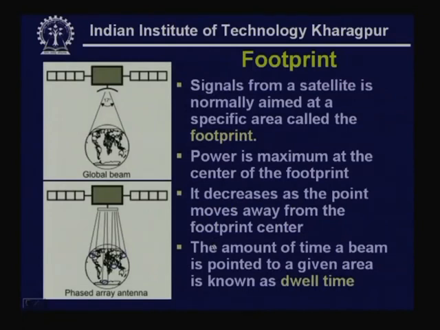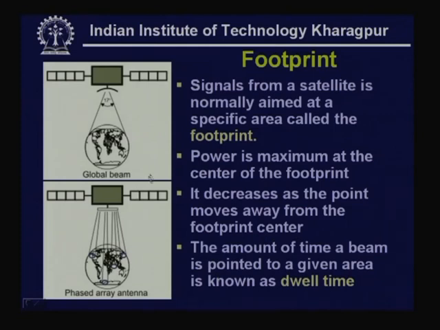And so far as the footprint is concerned, signals from a satellite are normally aimed at a specific area called the footprint. So, here as you can see, a satellite can cover a very large area, and power is maximum at the center of the footprint. Obviously, the power will be maximum here in the central part, and as you go towards both sides, it will decrease. That means it decreases as the point moves away from the center of the footprint.